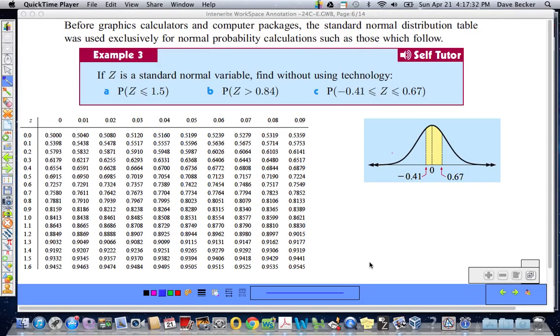All right, we are back and better than ever. This is part 2 of our discussion on the standard normal distribution. We left off having just finished example B. Now we're going to do example C, and it's just a little bit more involved.